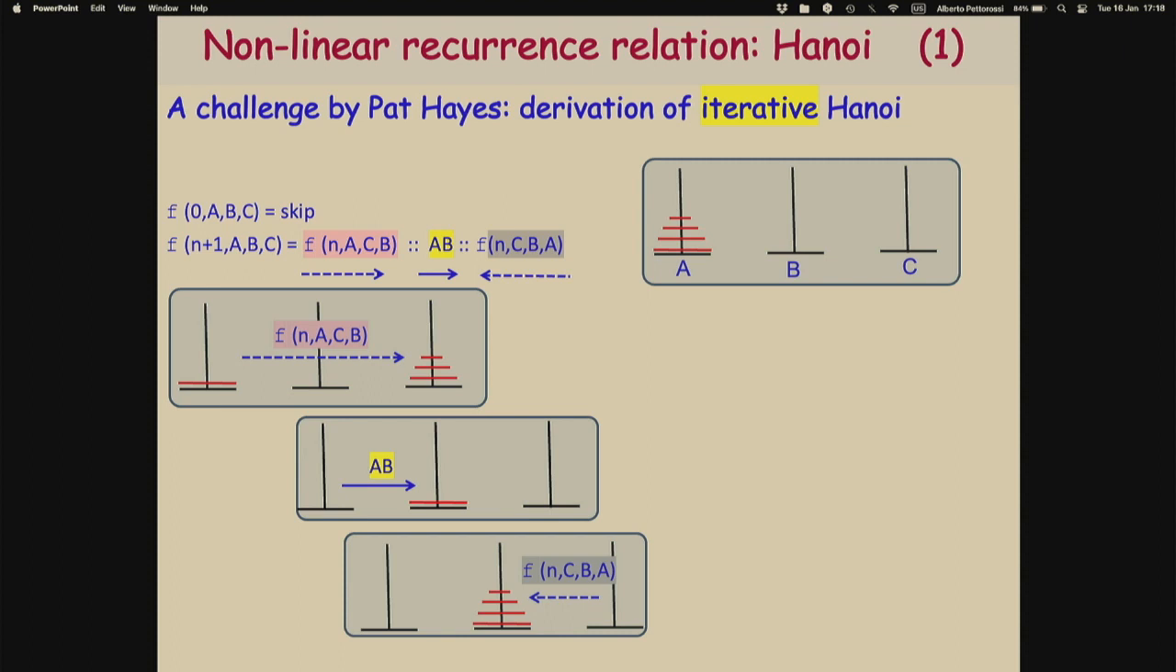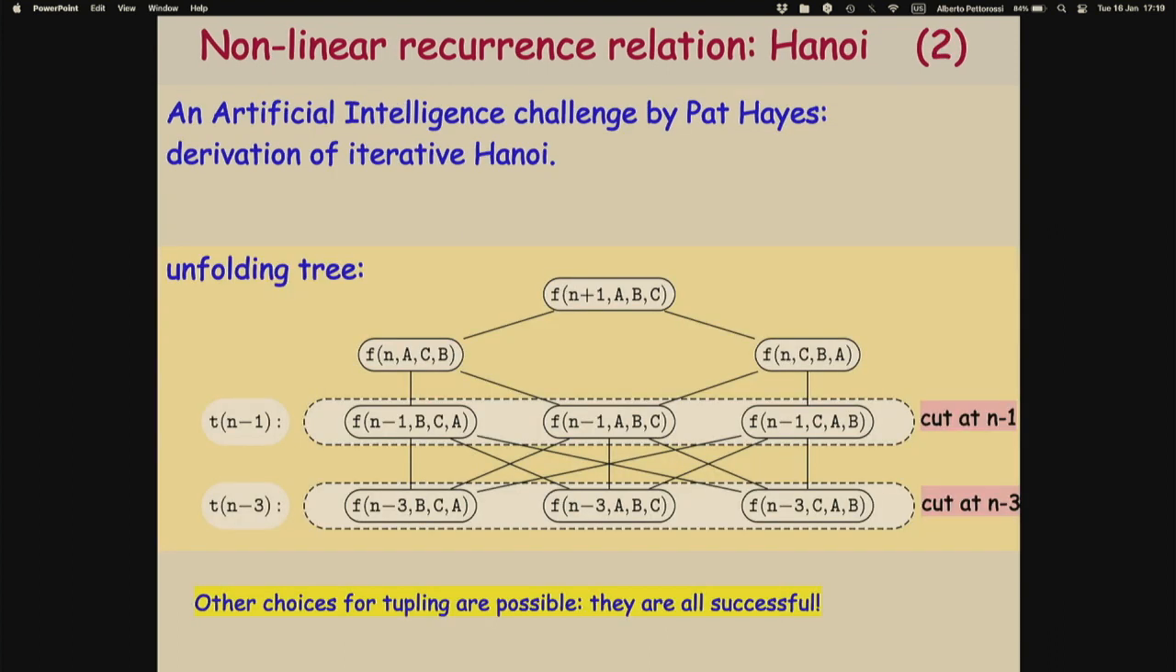You know the game, and so in order to transfer this disk from peg A to peg B, you transfer recursively n-1 to peg C, and then you do the move because now it's free. You do the move, and then you put back the n-1 disks from peg C to peg B. You do the unfolding. You put together all these calls of Hanoi, and these are the pegs in the proper order.